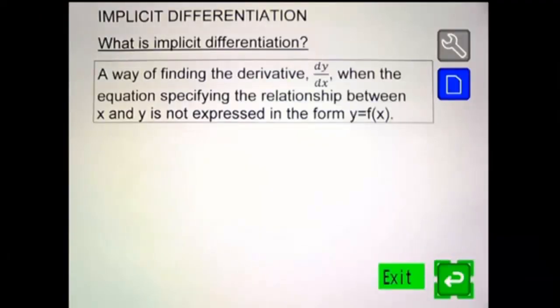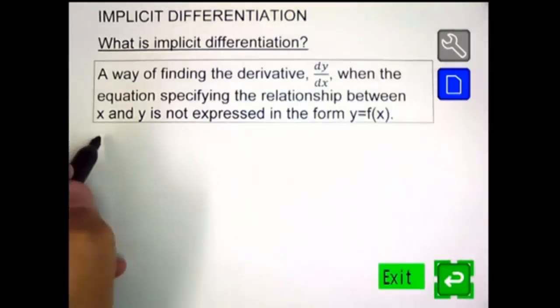I'd like to talk a little bit about what implicit differentiation is, how you go about using it, and when you would use it. So let's just start here. Basically, intuitively, informally, I guess I should say, implicit differentiation is a way of finding the derivative dy over dx when the equation specifying the relationship between x and y is not expressed in the form y equals a function of x. Maybe by contrast, I can illustrate what I mean there.